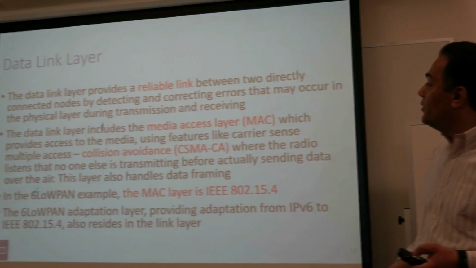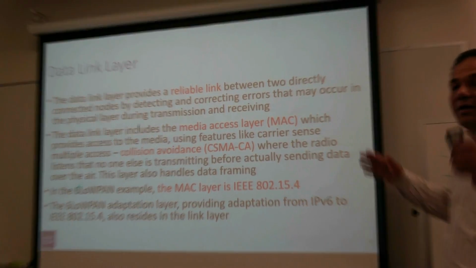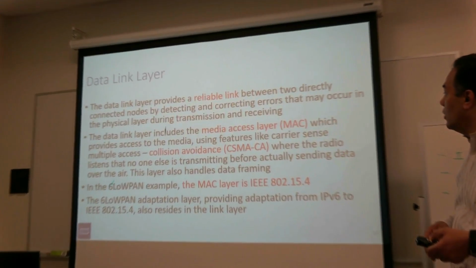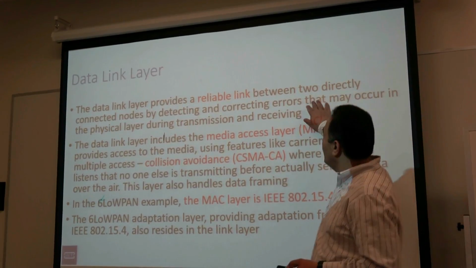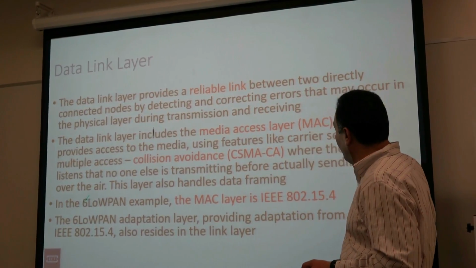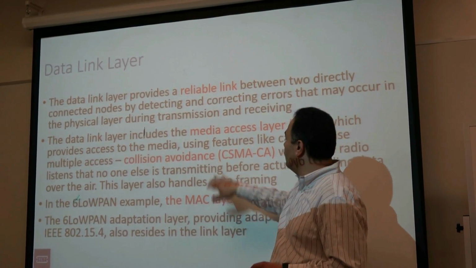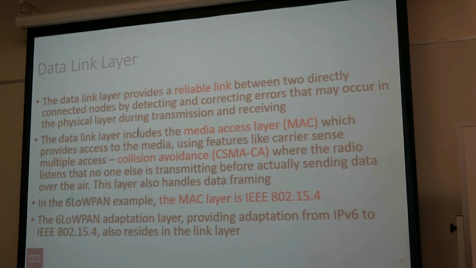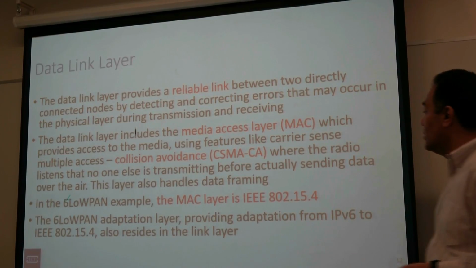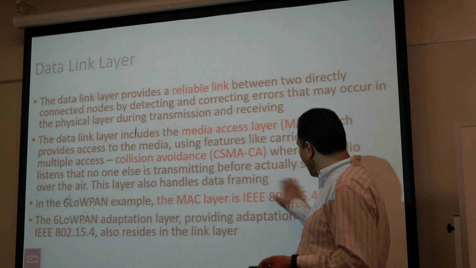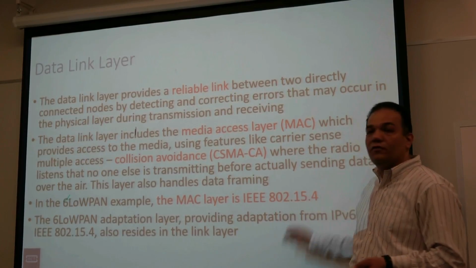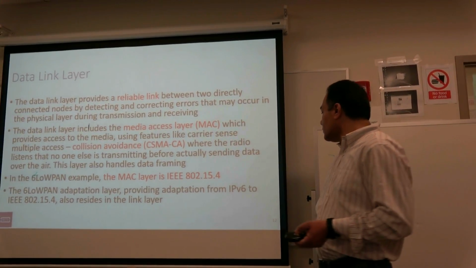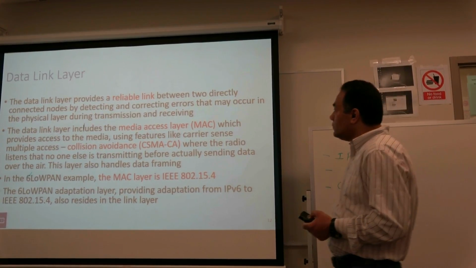Then the data link layer creates a reliable link, with error control, flow control, and all of that. Part of the data link layer is the media access control layer. MAC uses mechanisms like collision avoidance, multiple access with collision avoidance, which we studied in wireless communication. So in 6LoWPAN, the MAC layer is IEEE 802.15.4. It has a standard. So that's the link layer.